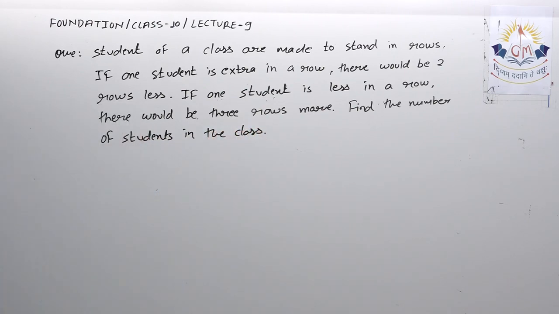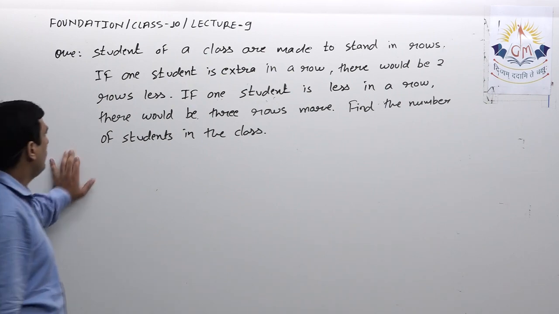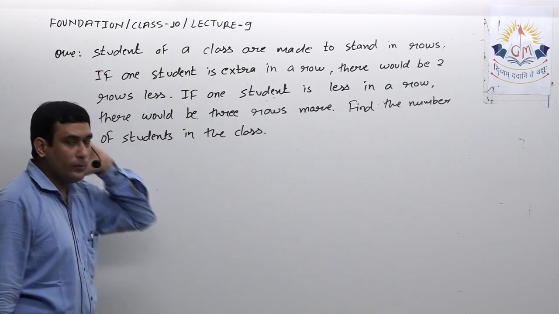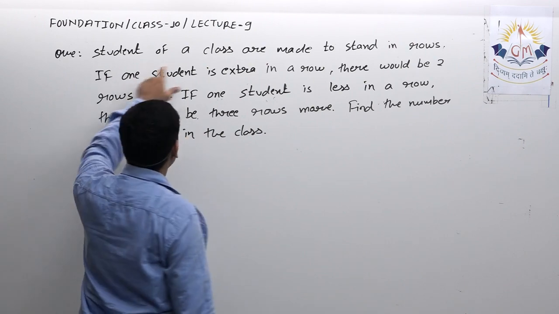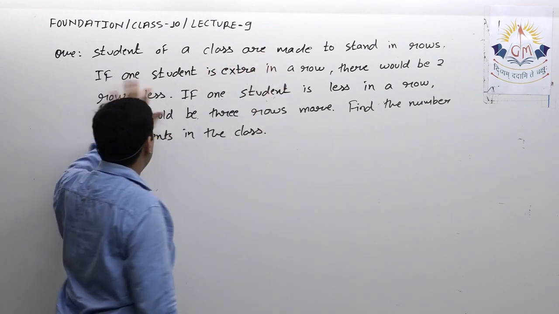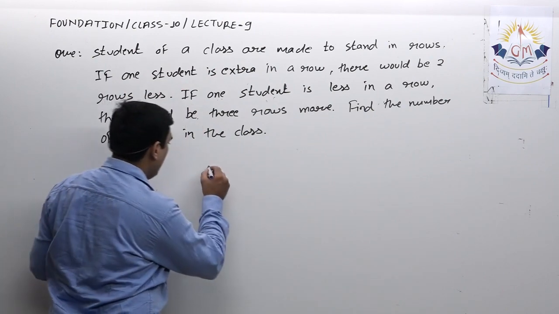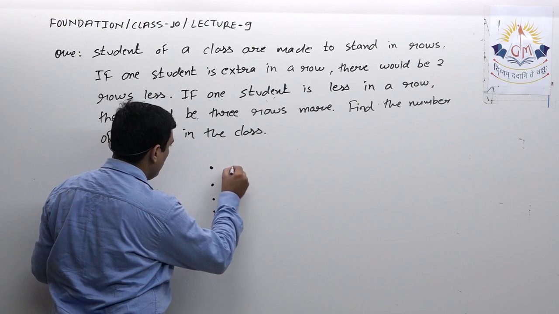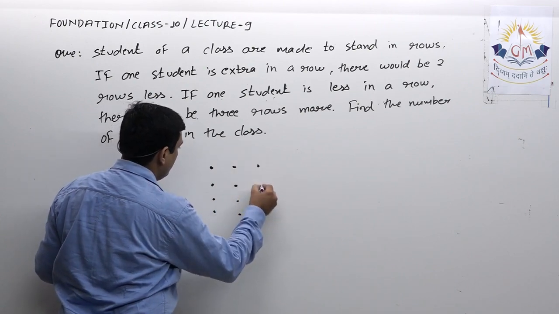Okay, so think for a while, then I will give you its solution. The relation between students and the number of students in a row is given. Just suppose these are the students standing in a row in this way.